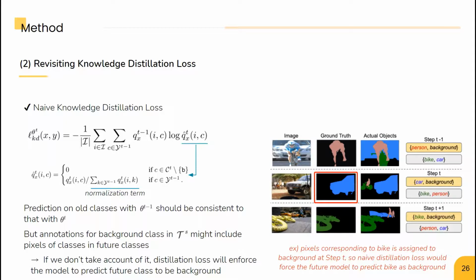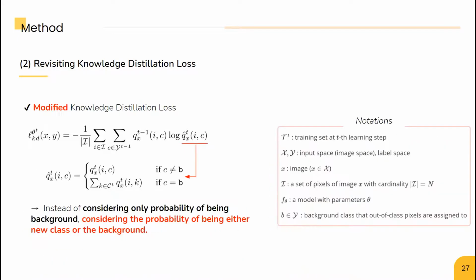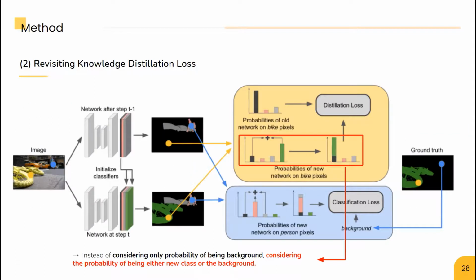However, since the annotations for the background class in the current time step might include pixels of future classes, naive knowledge distillation will force the model to predict unseen future classes to be background, which is undesirable. So the authors slightly modify this loss to consider the probability of being either new class or the background instead of considering only the probability of being background. It's very intuitive and you can easily understand it if you see this example here.